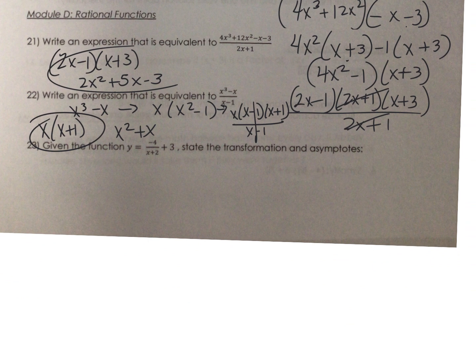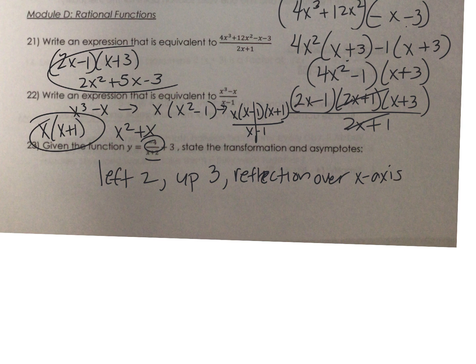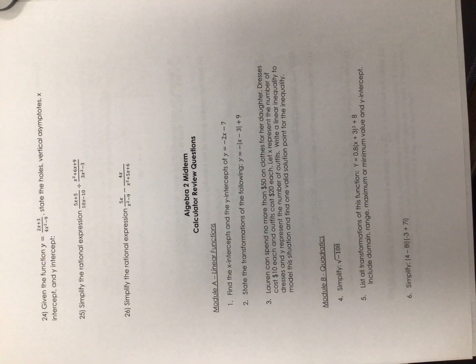Okay. Number 23, given the function y equals negative 4 divided by x plus 2 plus 3, state the transformations and asymptotes. Now, this is in standard form. You need to find the standard form equation and then compare them. But since x is having something added, I'm going to say it's going to go left 2 and up 3. I think a is negative, so that's going to be a reflection over the x. Okay. And I think a is 4, so that's probably a stretch, but I'm not sure. Okay. Next page.